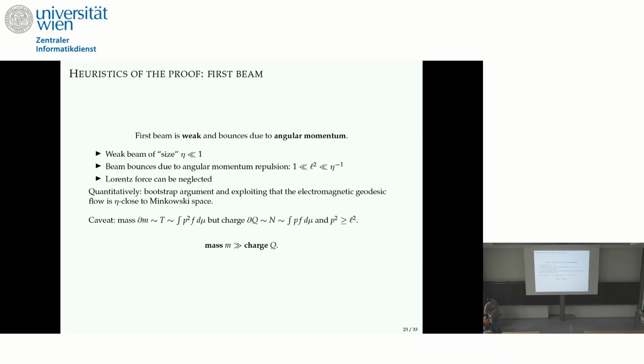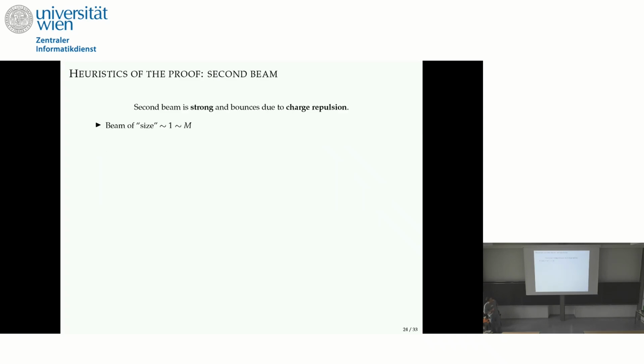So this is the first beam. And the second beam actually is a strong beam, and it bounces due to charge repulsion. So that will be of size 1. There's very small angular momentum, and I'll explain in a second why this is good. However, having very small angular momentum in fact requires a singular ansatz for the distribution function. In fact, the distribution function, in the small parameter epsilon, almost approximates the derivative of a delta function.